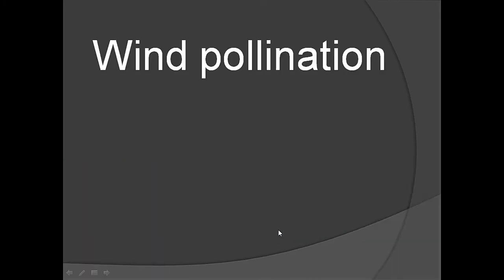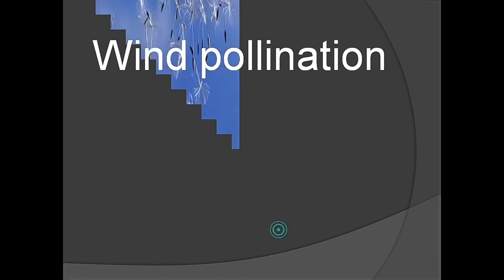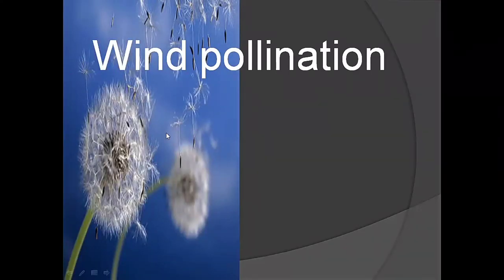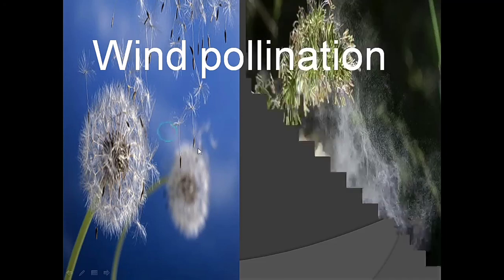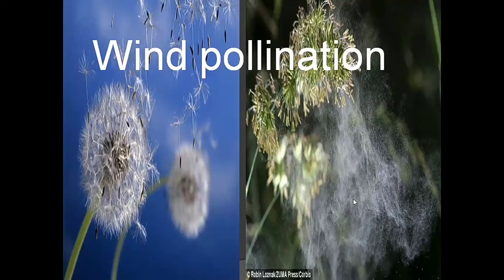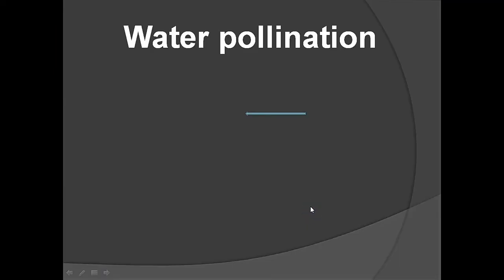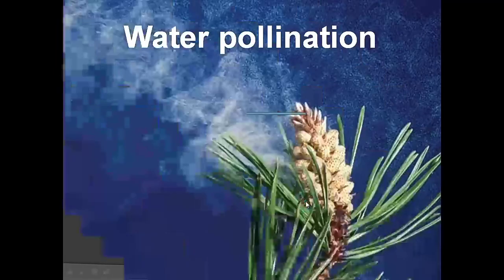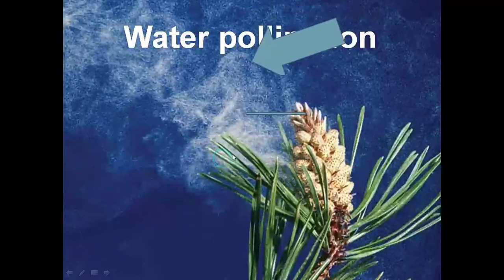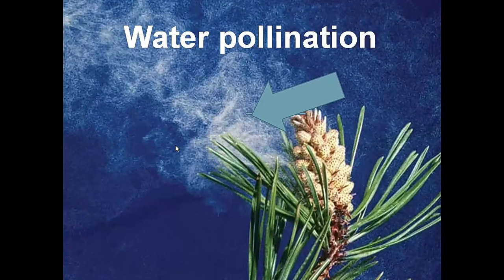Wind also helps in pollination. How? The wind shakes the plant, so pollen falls, and the wind also carries the pollen grains. In the right diagram we can find white cloud of pollen grains carried by wind. Water also helps in pollination. Water current carries the pollen grains in aquatic plants.